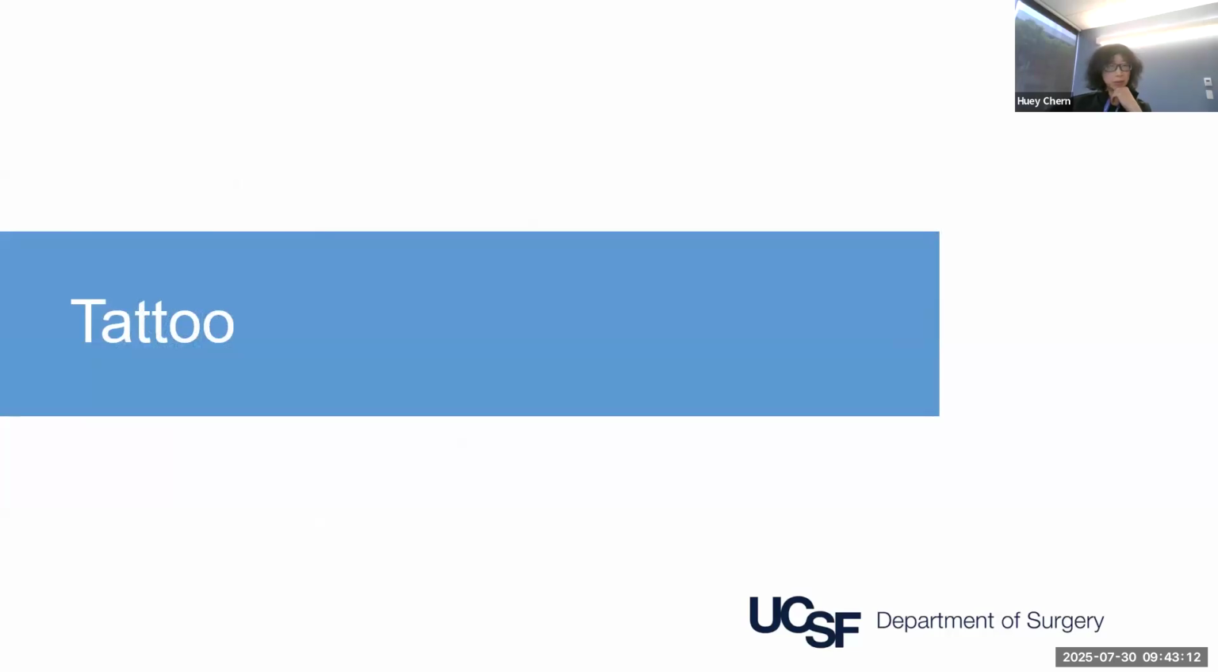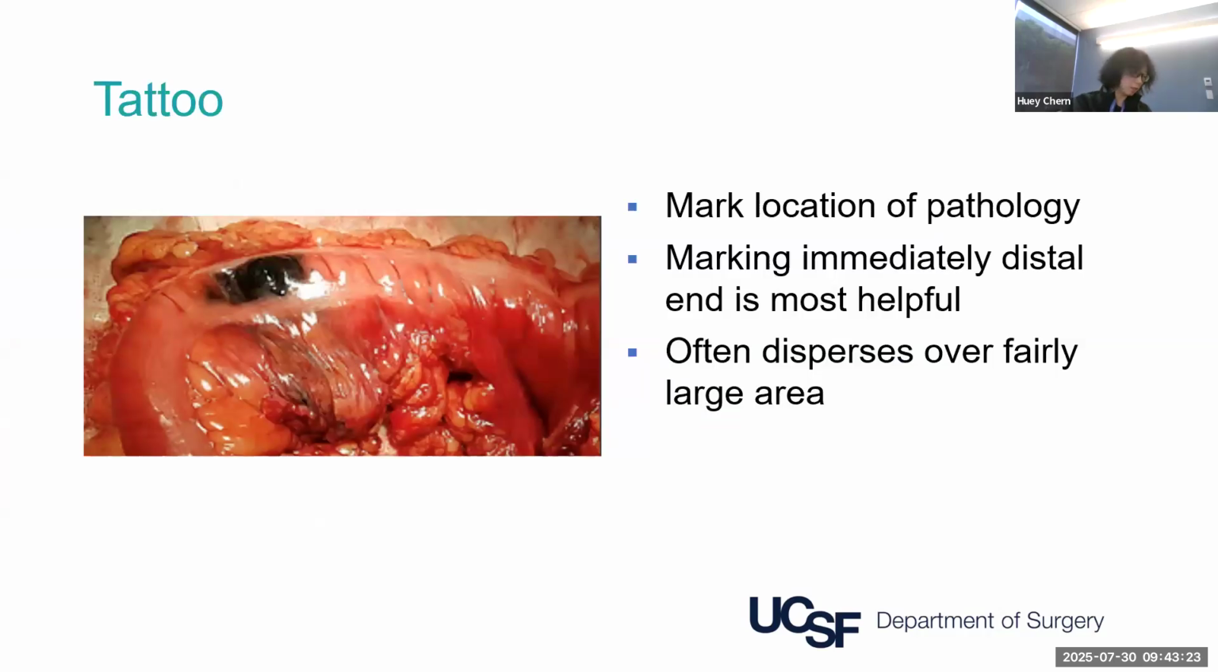I thought I would just throw in a slide on tattoo, because I feel like it could be confusing. For me, similar to the majority of colorectal surgeons, just distal to the pathology makes the most sense. I've seen so many different ways that tattoo is done. Some people do just distal, sometimes both distal and proximal, and sometimes I have seen people tattooing 5 centimeters distal.